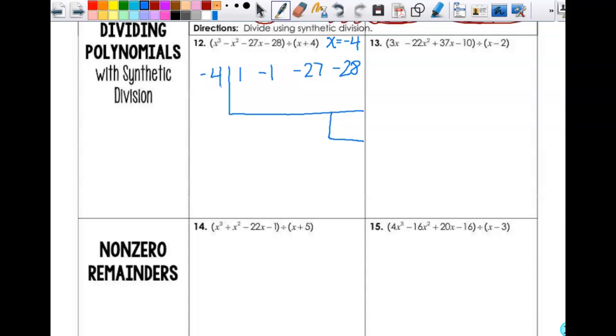Everybody with me so far? Then the rest is pretty simple. Whatever this first one is, you just bring it down and it stays 1. Then I take -4, multiply it by 1, I get -4. Then I combine those two and I get -5. Then -4 times -5 gives me a +20. Then I vertically combine those two and get -7. Then -4 times -7 is a -28. When I combine these two, I get 0.